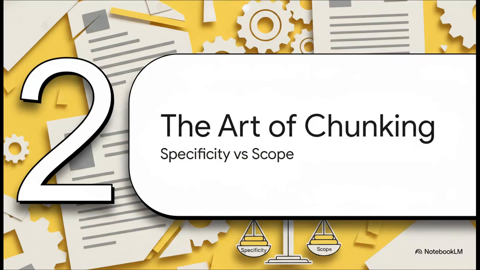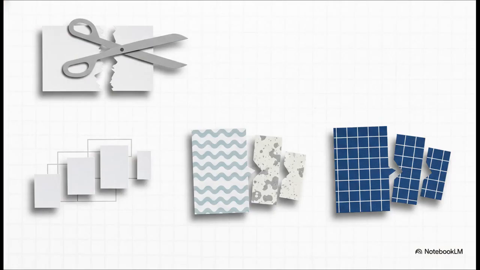Moving on to Section 2, the art of chunking, specificity versus completeness. This is basically our first major failure point. So the naive approach everyone starts with is fixed-size chunking. Just blindly cutting the text every 500 tokens. But doing that routinely chops sentences in half or separates a crucial question from its answer.